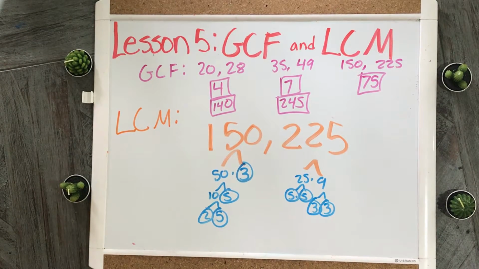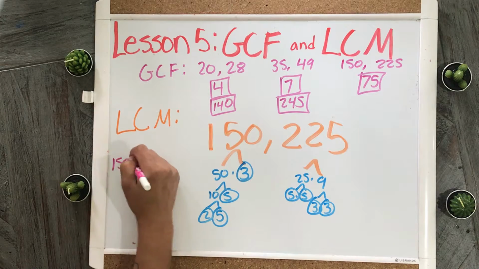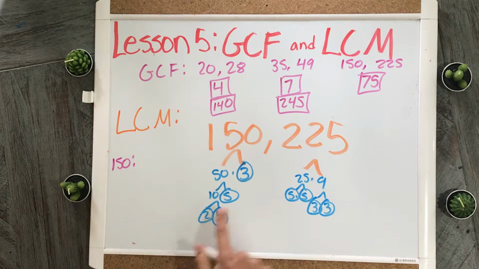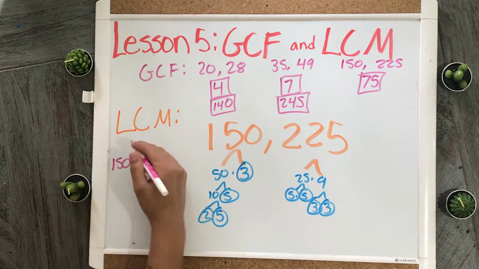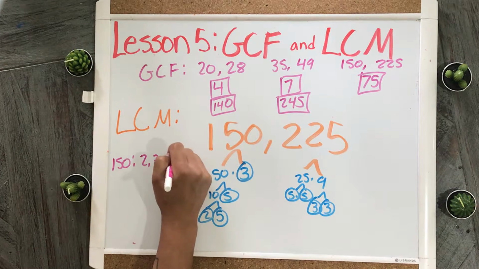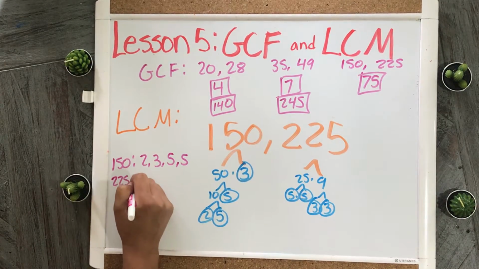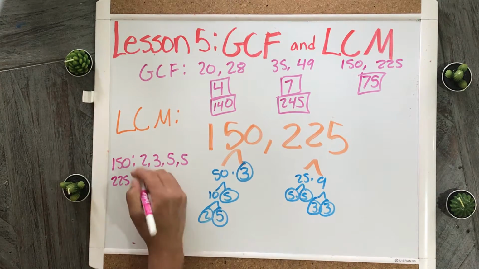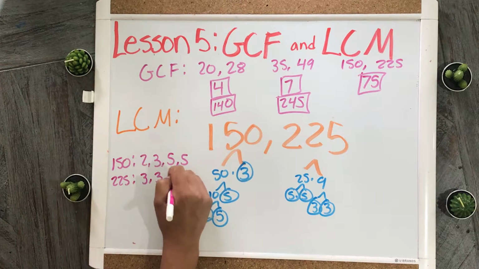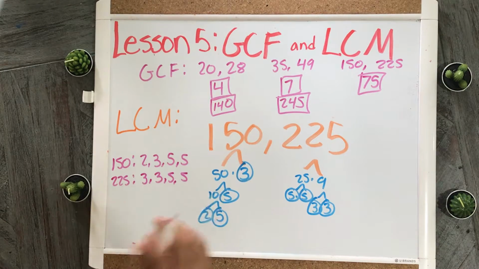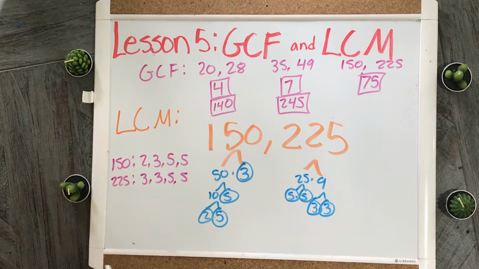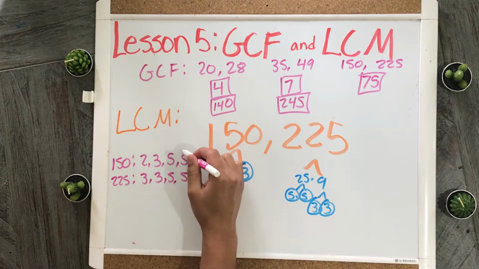Alrighty, so now let's see what we've got. For 150, we have in order 2, 3, 5, and 5. Got that right this time. For 225, we have 3, 3, 5, and 5. Now try to do this one on your own, and let's see where we end up, okay? I will still go through it.